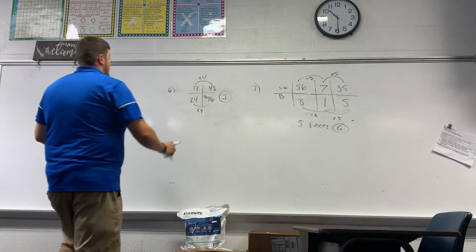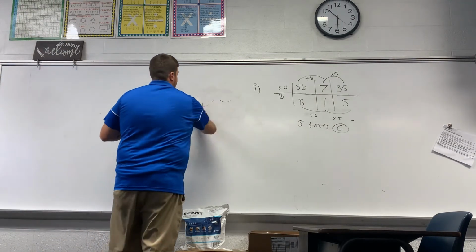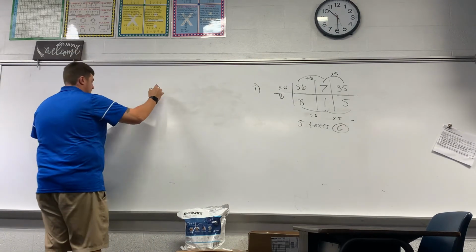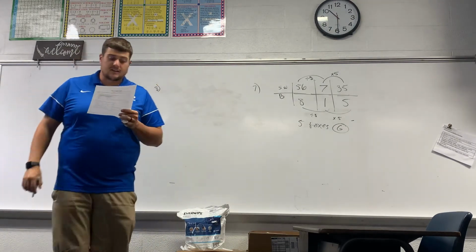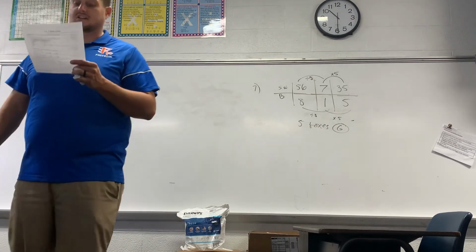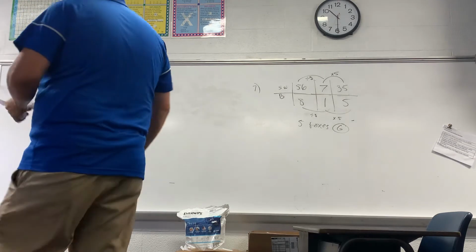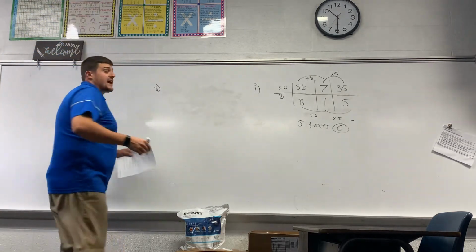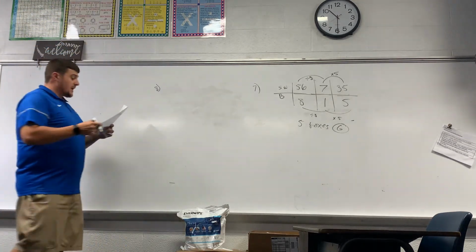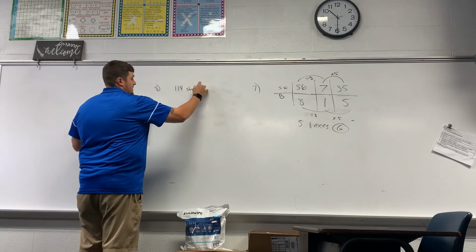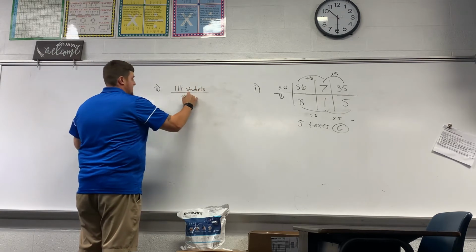Now, number 8, working with ratios again. So number 8 says, for a class trip, 114 students are put on 4 buses. At this rate, how many students would be on 8 buses? So we just talked about that in the ratio and rate problems. Okay, so for this one, I'm going to put 114 students on the top and 8 buses on the bottom.